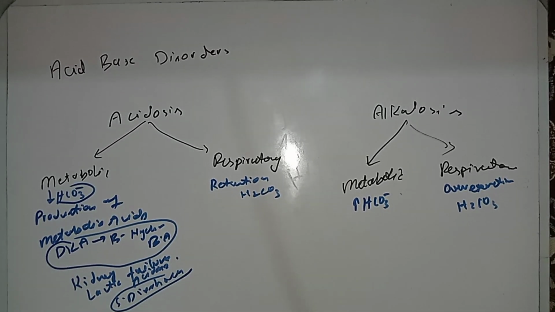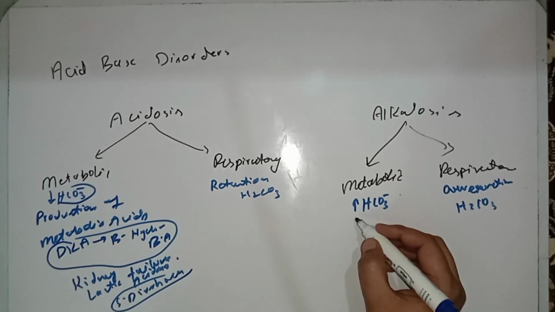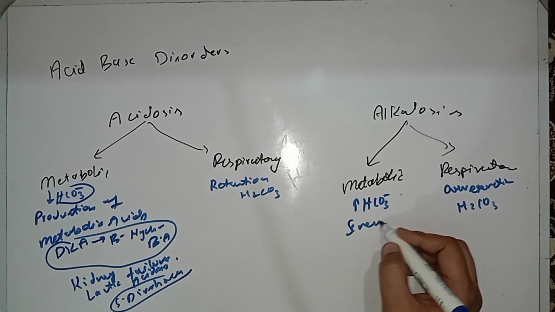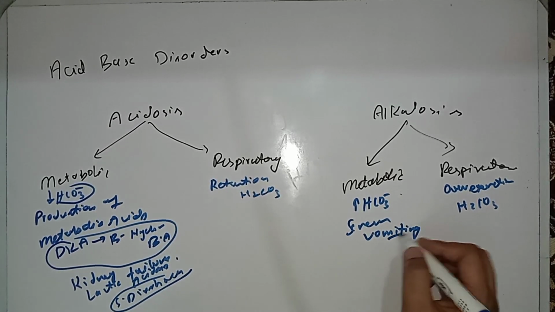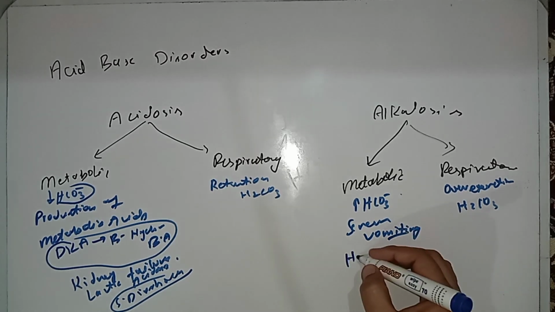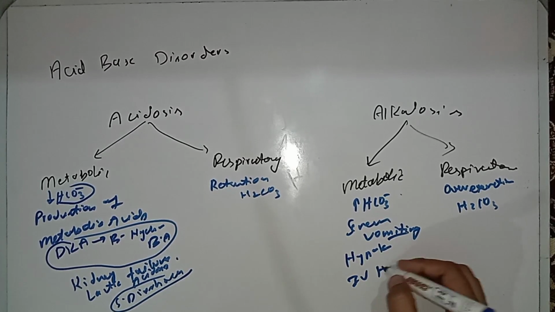So what are causes of metabolic alkalosis? Metabolic alkalosis can be due to severe vomiting, which causes loss of gastric contents, and it can be due to hypokalemia, or it can be due to IV administration of bicarbonate.